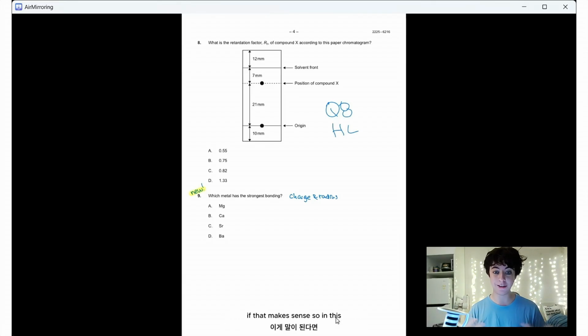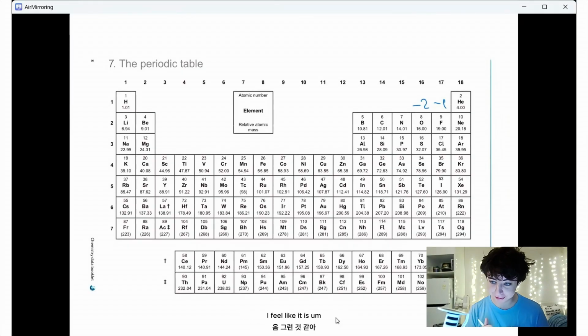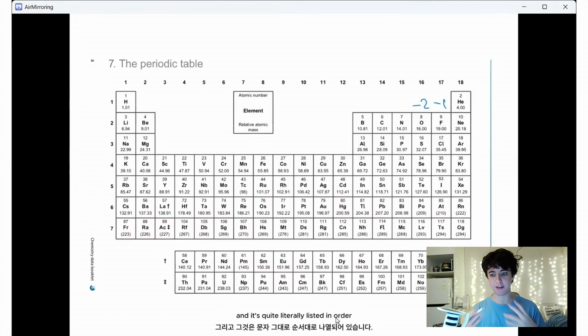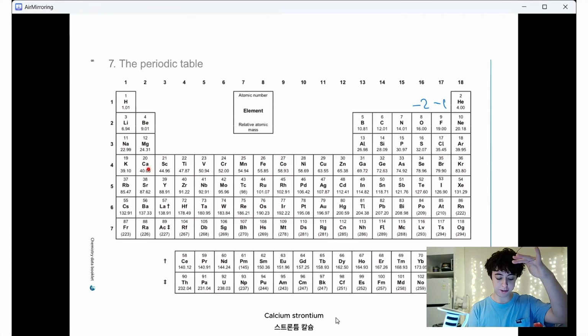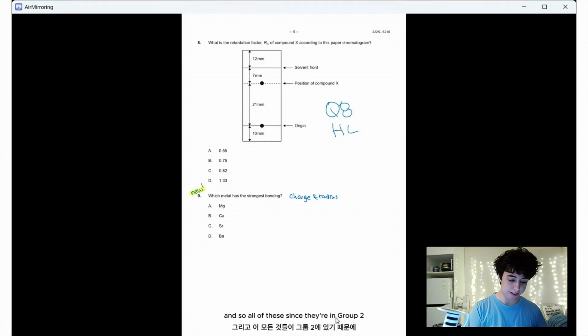In this, our options are magnesium, calcium, strontium, and barium. I spelled strontium right? I'm not going to check. I feel like it is. Either way, these are the elements in group 2. And it's quite literally listed in order: magnesium up top, then calcium, strontium, barium. So we don't have to worry about remembering them. Since all of these are in group 2, they're going to have the same charge.